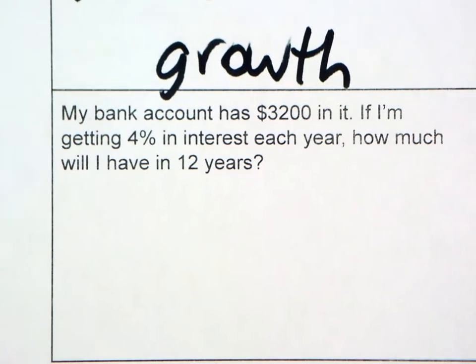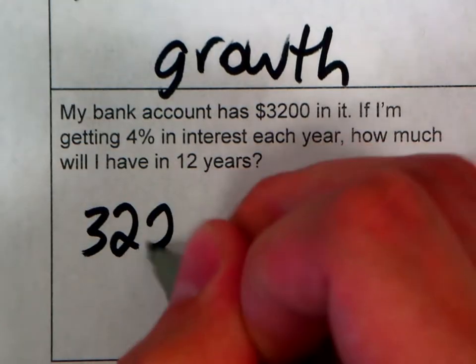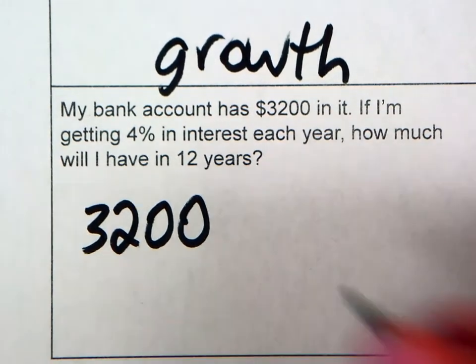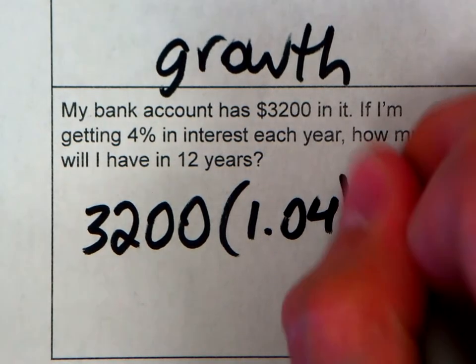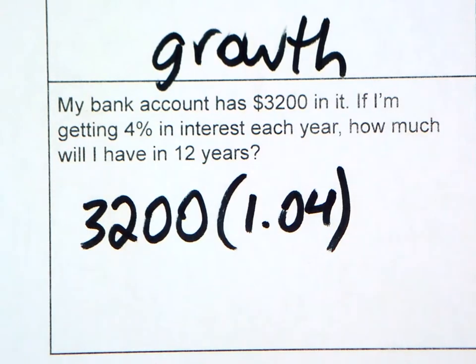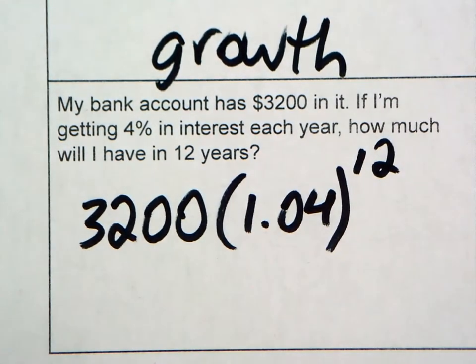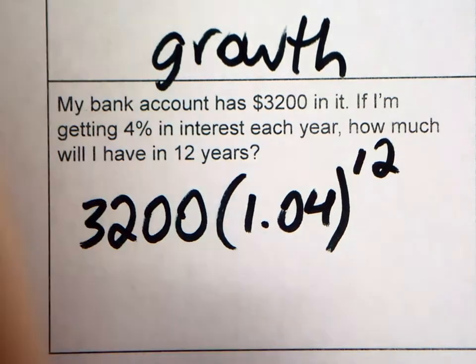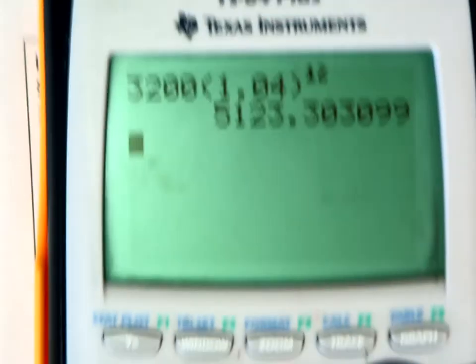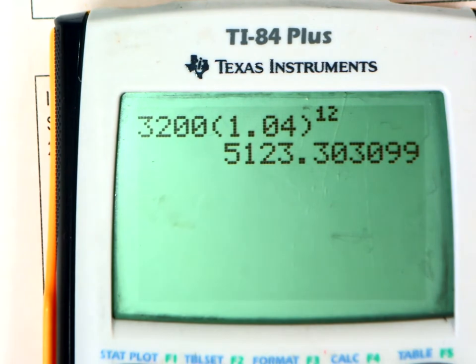For the bank account, we start off with 3,200. We are gaining interest, so it's 1.04. 100 plus 4, move the decimal place twice, raised to the power of 12. And we can put this into our calculator exactly like that. And you'll get this. And notice we're talking about money here, so we're going to round to the nearest cent. $5,123.30.